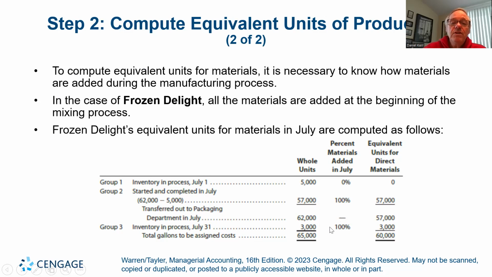And then as far as the inventory on hand at the end of the period, if we've got 3,000 gallons on hand at the end of the period, again, materials are added at the beginning of the process, so they are 100% complete. So notice what we've got here. The equivalent units for material this period is not 65,000, it's 60,000. How did we get that? Well, the beginning inventory, no additional materials were added to those. The started and completed, 100% for materials. And with regard to the ending inventory of 3,000, also 100% worth of materials.